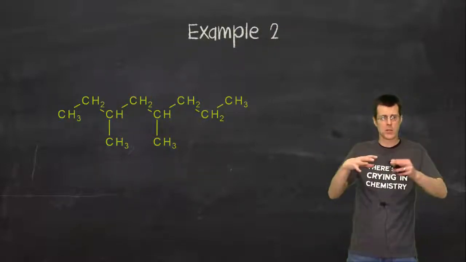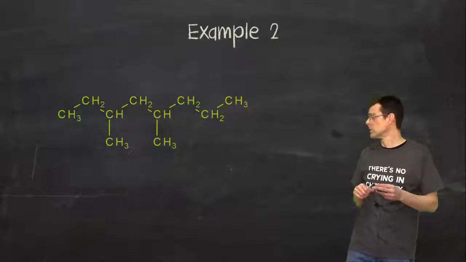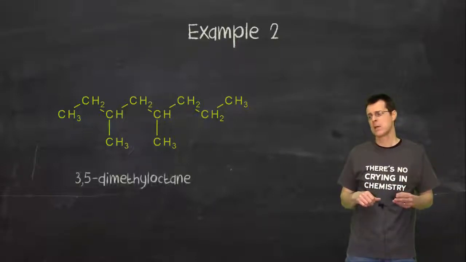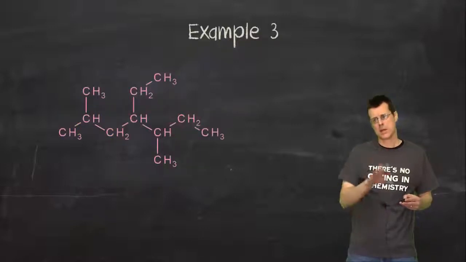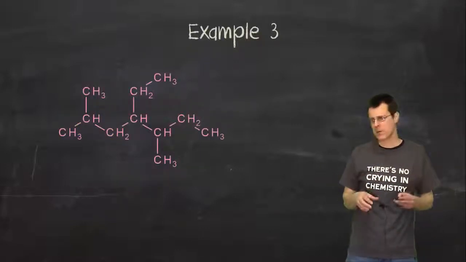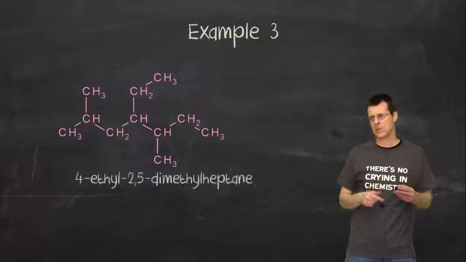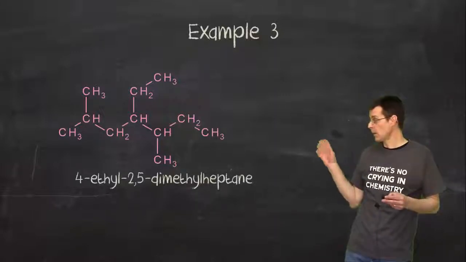We've put all the pieces together. Now we just have to get it finalized. It would be 3,5-dimethyl octane. And again, please pause this one, put those pieces together, and you should have ended up with 4-ethyl, 2,5-dimethyl heptane.